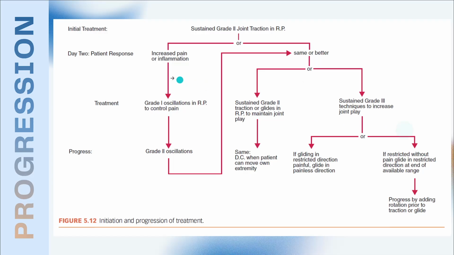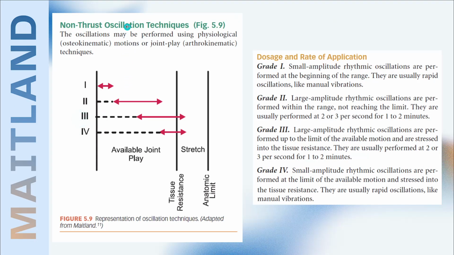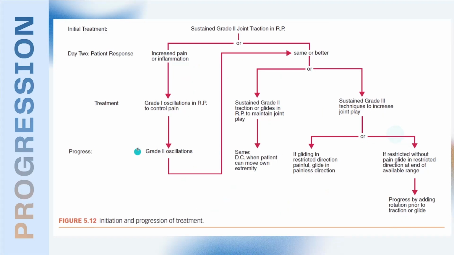Okay, so anyways, they got increased pain. What do you do? You apply grade 1 oscillations in resting position to control the pain. What are grade 1 oscillations, you ask? This one. Small amplitudes, like this. You apply this.